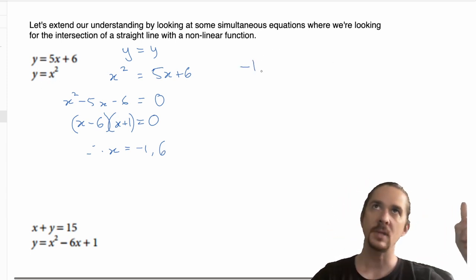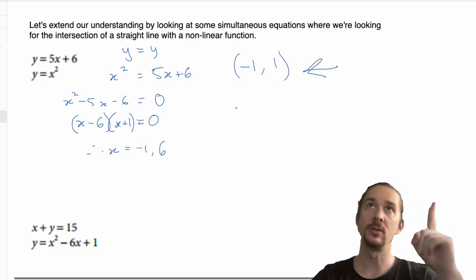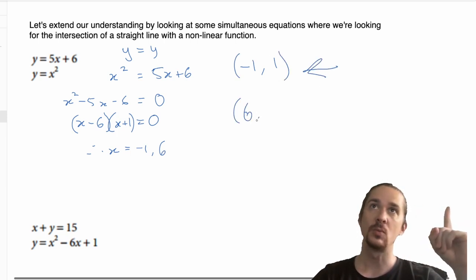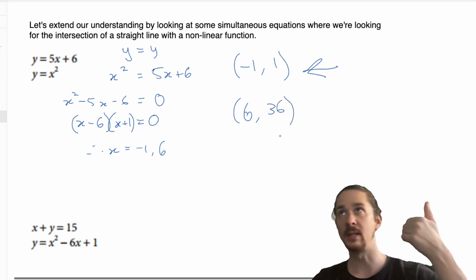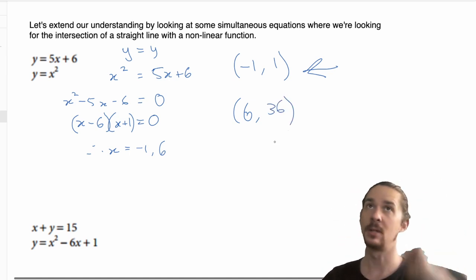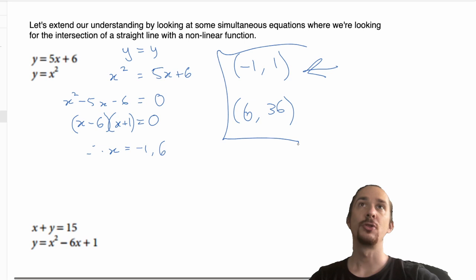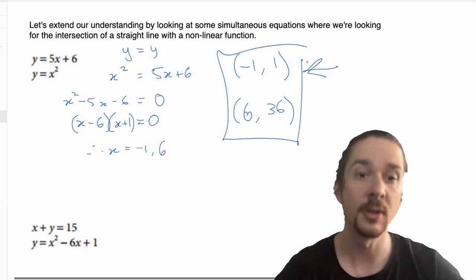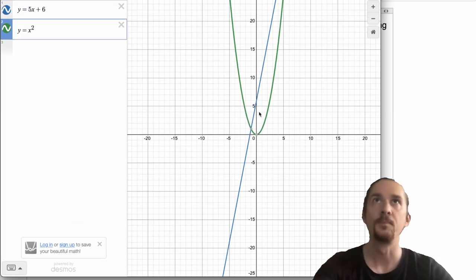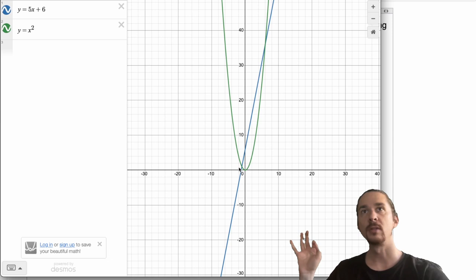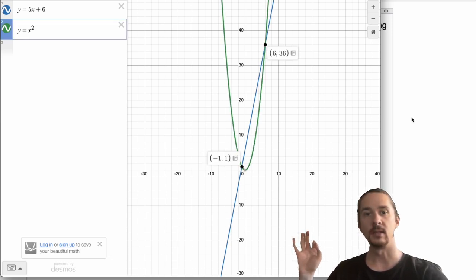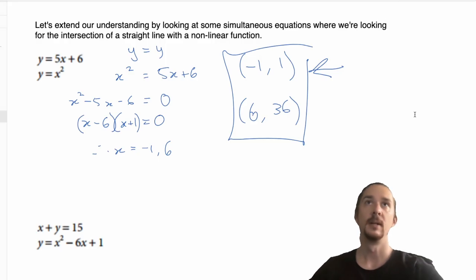Hold on, let me get the first one down. -1, 1. This is one answer. We're going to have another answer, which is when x is equal to 6, y is going to be equal to 36, which we can think of as x squared or 5x plus 6. So we have two answers to this question. And let's understand why that is. You can see that there are two places that we're crossing here. The first one is here at -1, 1, and the second one is at 6, 36. So we found two intersections in our working out here.